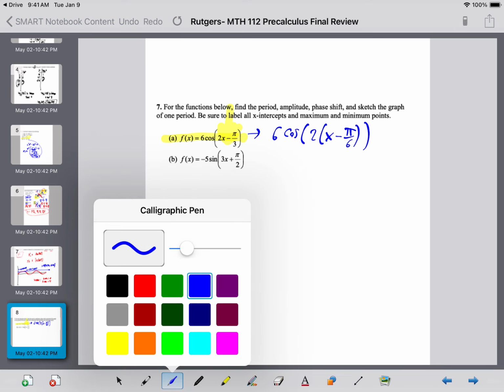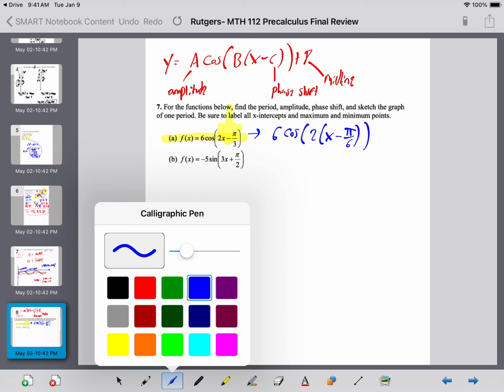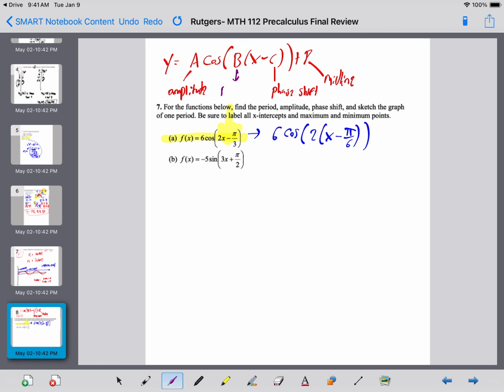Just a reminder, and I'll use cosine since you're using cosine. Let's think of every possible case. A times cosine of b times x minus c plus d. A is your amplitude. C is your phase shift, so where it moves left and right. Amplitude, by the way, is distance from the midline to your peaks or your dips. And D, minimums and maximums, D is your midline. Now B doesn't give you something directly, but it indirectly gives you the period, because the period formula is 2 pi over that B.